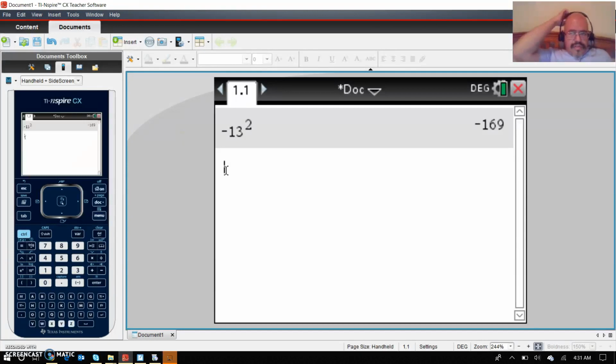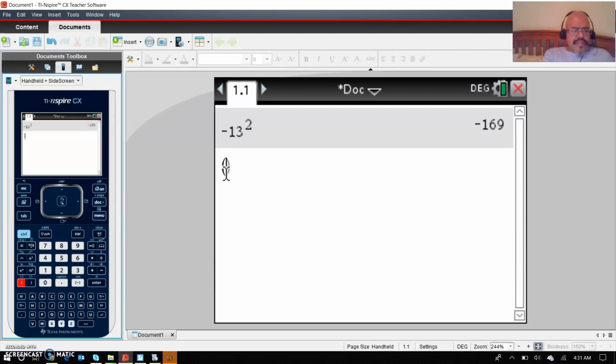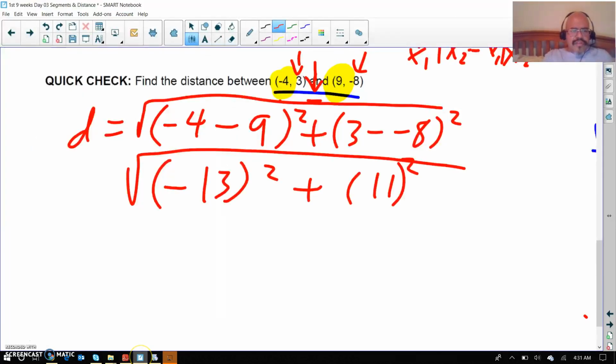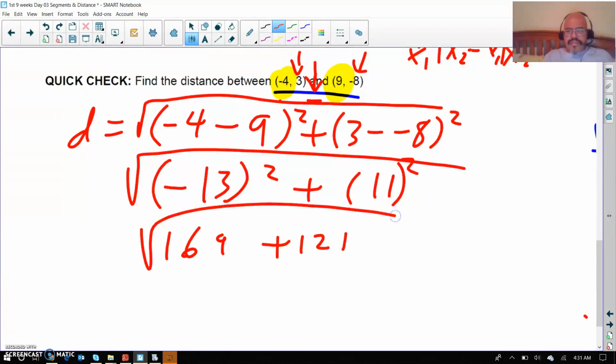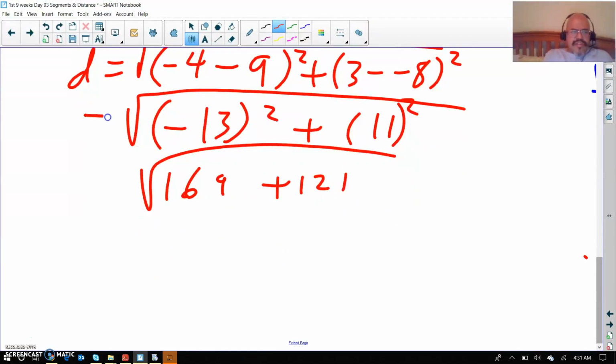No. Always when you're working with a negative, you're going to have to put parentheses around that negative 13. So negative 1, 3. Close the parentheses. And then you hit the square button. This forces the calculator to take negative 13 times negative 13. So that's 169. Why do I do it? It's because I'm just showing you. So 169 plus 121, even though I know what the math is. So this is going to become the square root of 290.